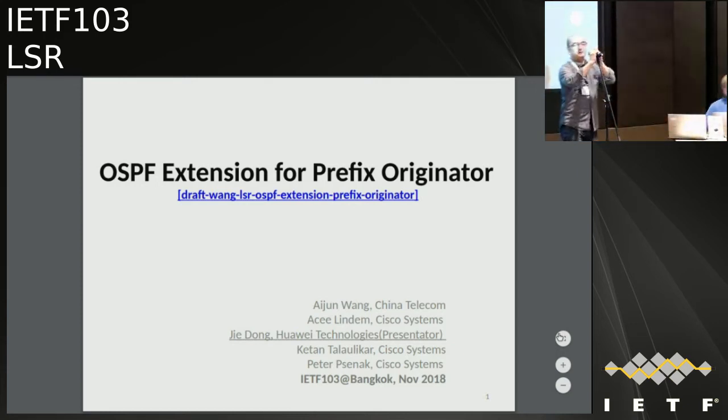Definitely. Okay, hello everyone. I'm going to present this OSPF extension for the prefix originator. In the last IETF meeting, we presented another draft about inter-area topology retrieval, and in that draft, the prefix source router ID is considered as a generally useful thing. So this time we modified the draft to add more use cases about this ID, and this is a new draft.